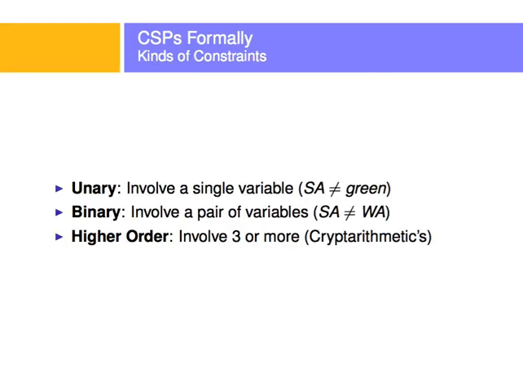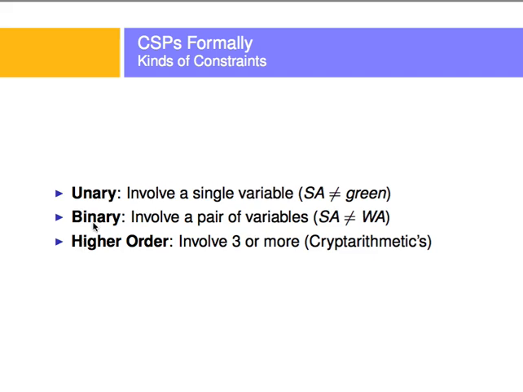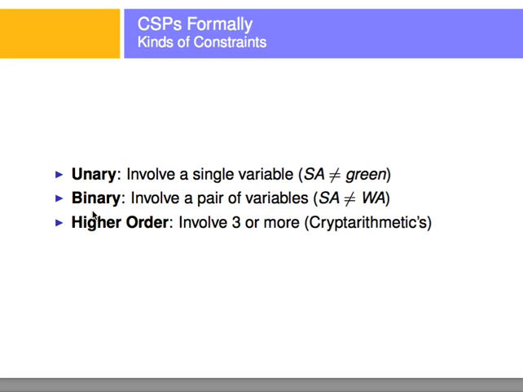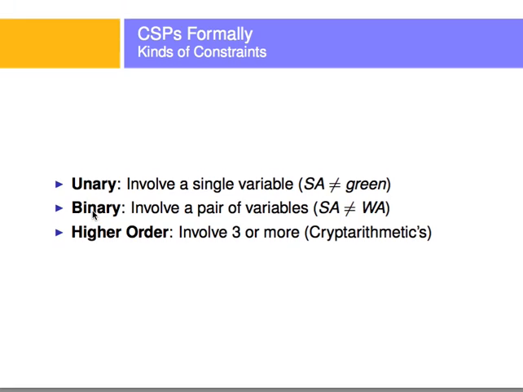Now, in constraint satisfaction problems, there are different kinds of constraints. The unary constraints involve a single variable. So for example, the colors in the Australian map, right? Southern Australia cannot be green, or cannot be purple, because the colors are green, blue, and red. A binary constraint involves a pair of variables. So for example, southern Australia cannot be the same color, the same assignment, as Western Australia. And then there might be a higher order, which involves 3 or more, which are the ones that we just saw in the cryptarithmetic puzzle.